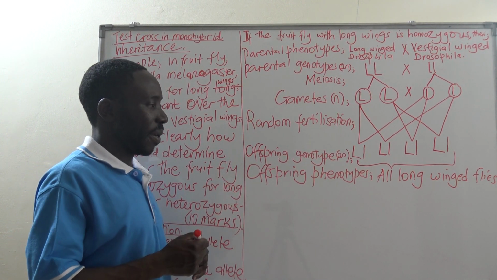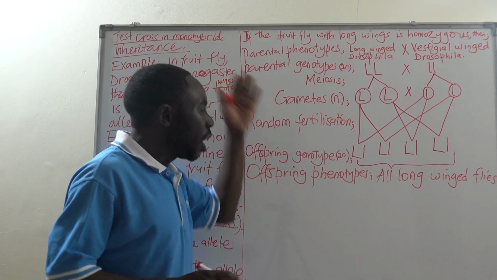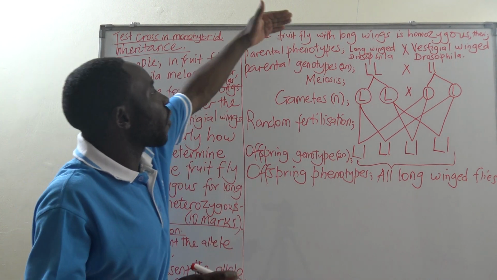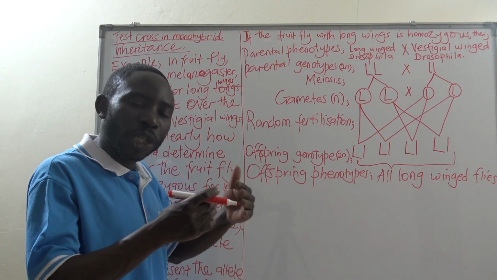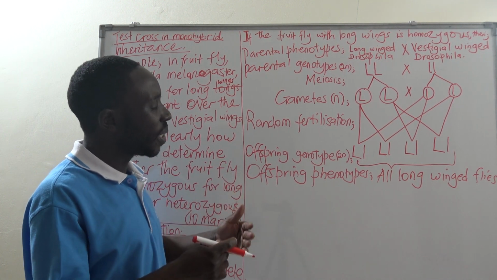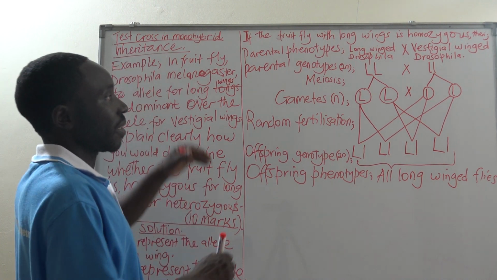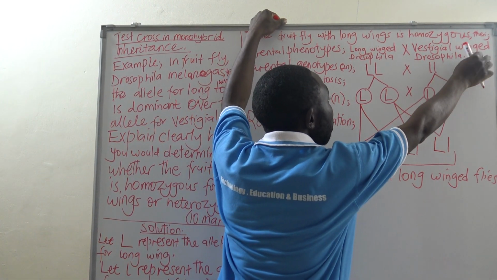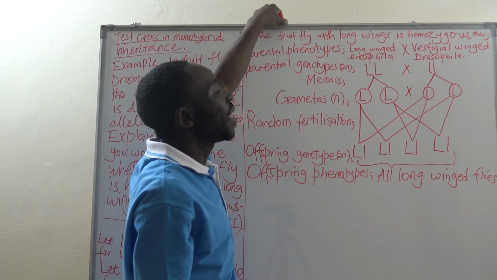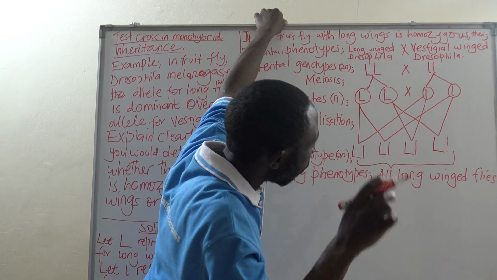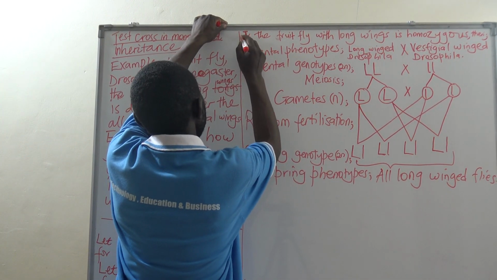It is still fine. So now, another case is if the fruit fly with long wings is heterozygous, then what will happen, or what will be the genotypes of the offspring? Remember that the other parent will still be maintained. We shall still cross with a vestigial winged Drosophila. So I will write here, that is the first case.